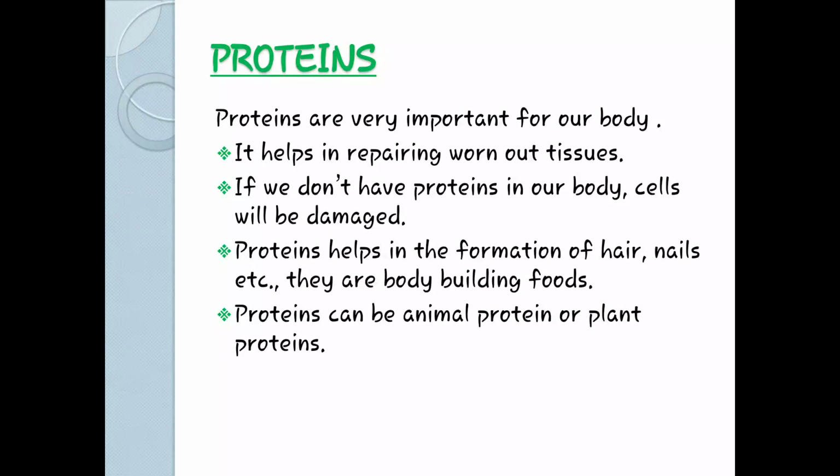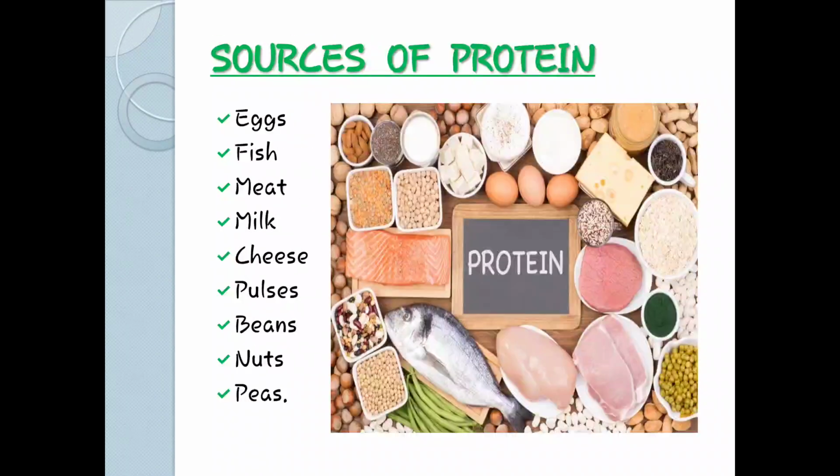Proteins. Proteins are very important for our body. They help in repairing worn out tissue. If we don't have proteins in our body, cells will be damaged. Proteins help in the formation of hair, nails, etc. They are body building foods. Proteins can be animal protein or plant protein. So let's move on to the next slide.